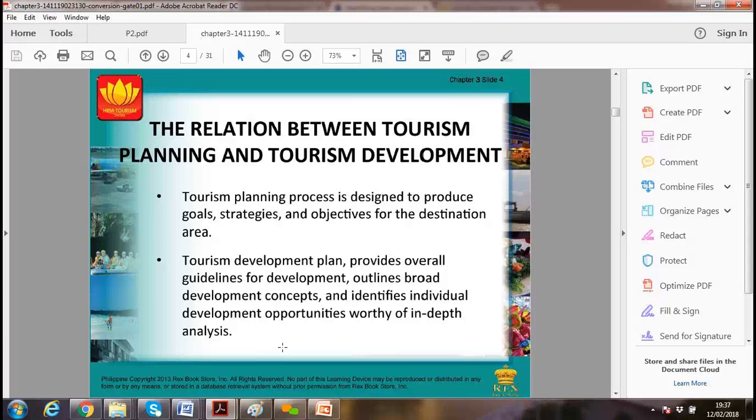So tourism planning is a process designed to produce goals, strategies and objectives for destination areas, because of the local businesses, how these will impact on the local cultures and things as well.